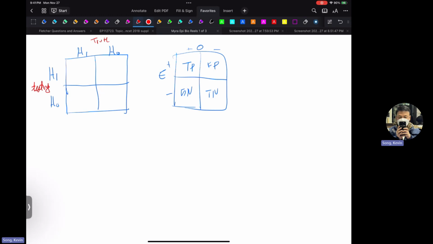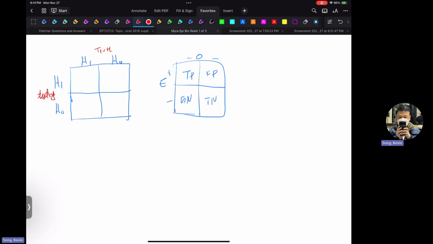Okay, so how come it's not showing right there? It's supposed to be showing. Yeah, right there. Okay.